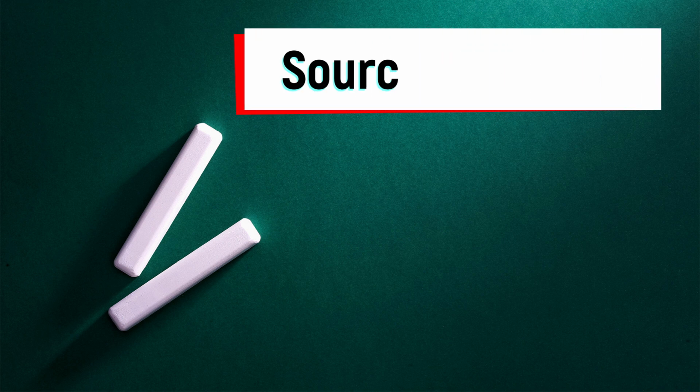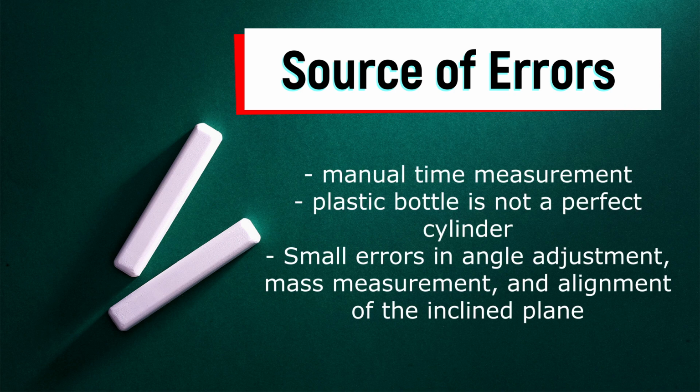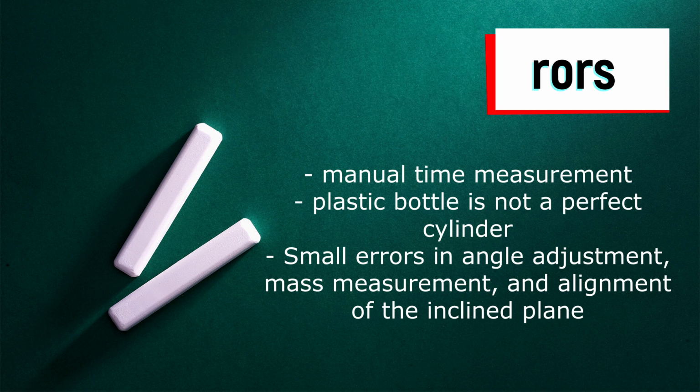Now I will briefly talk about the sources of error. The largest source of error comes from the manual time measurement, since human reaction time affects the stopwatch reading. Another important error is that the cylinder is actually a plastic bottle, so it is not a perfect cylinder. This causes uneven mass distribution and changes the contact area with the inclined plane. Small errors in the angle adjustment, mass measurement, and alignment of the inclined plane may also affect the results. Despite these errors, the general trends in the data are consistent.